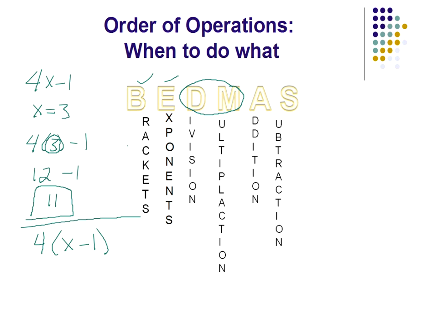So now we can see I have to do my brackets first. I'm going to plug in x equals 3. There is an operation to do in my brackets: 3 minus 1 is 2. And now I will multiply to give 8. So by knowing the order of operations, we now have a way to communicate with each other. It's not supposed to make sense. It's just a convention, just a way that we do things.